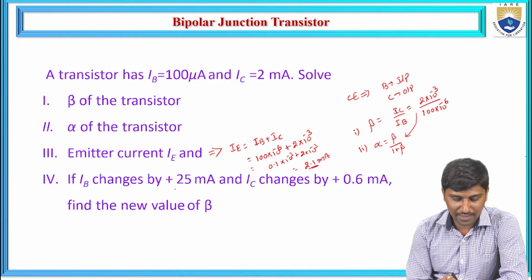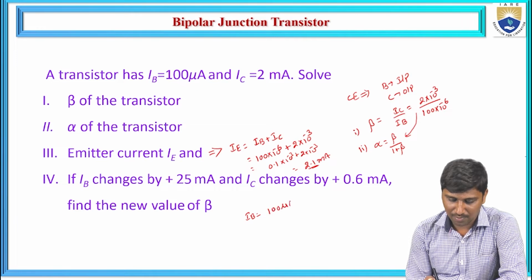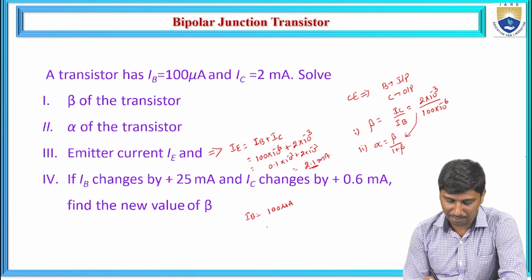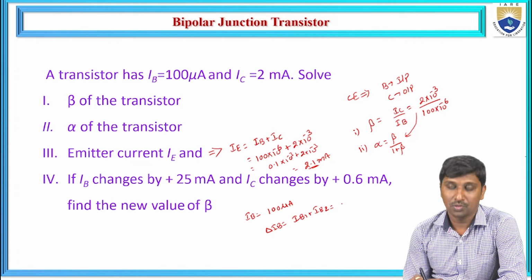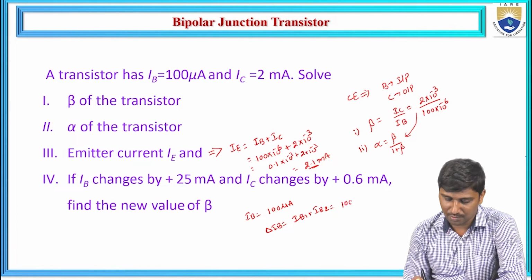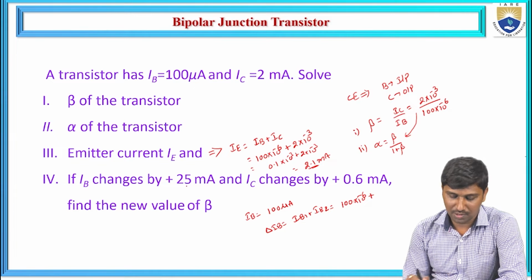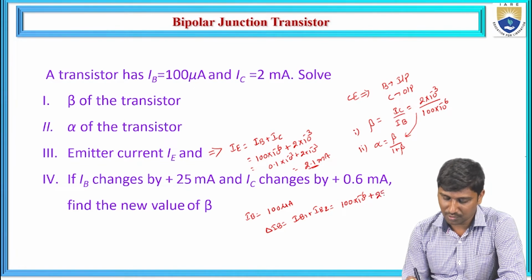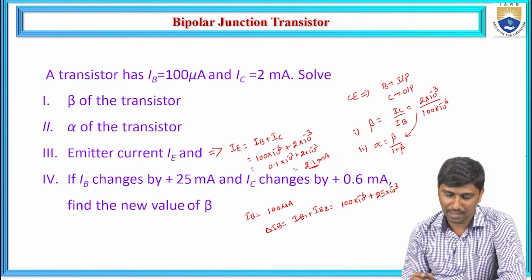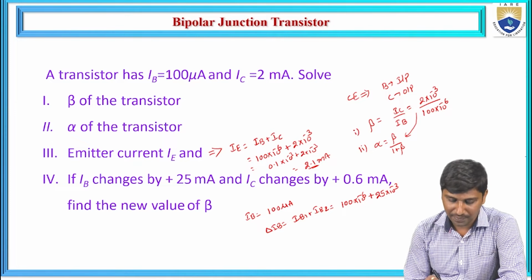Then the fourth one, how to solve this? If IB changes by plus 25 milliamperes, the initial IB value is 100 microamperes. Now it changes to 25 milliamperes, and delta IB is represented using IB1 and IB2. Here IB1 is the old base current, that is 100 into 10 to the power of minus 6. Now the new value is 25 into 10 to the power of minus 3. That is the delta IB.